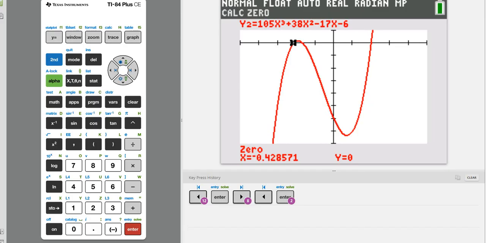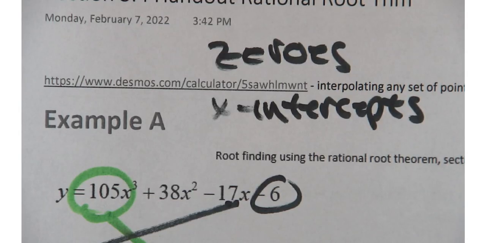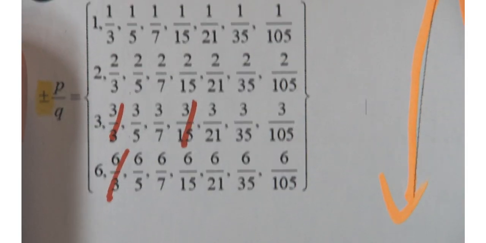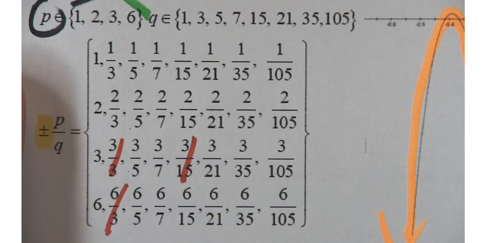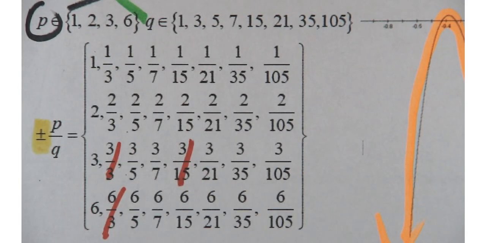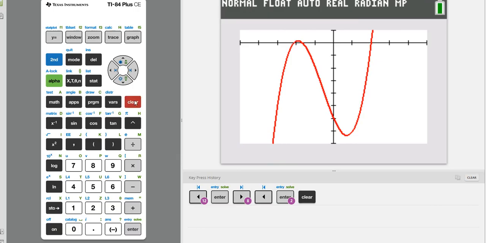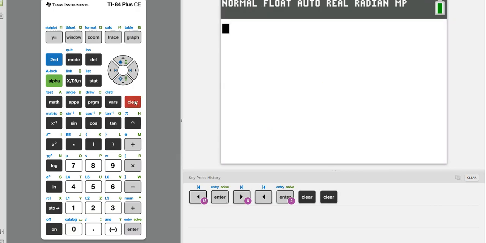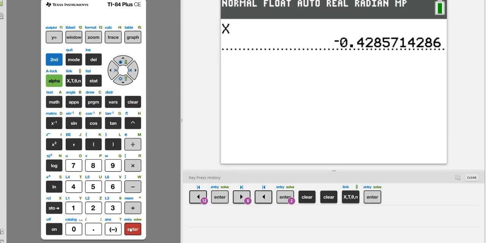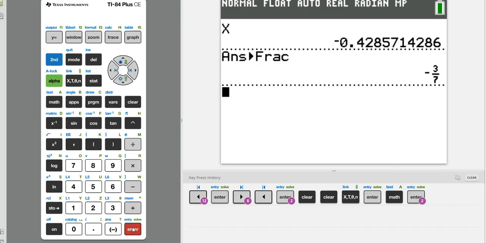Now, let's look back at our handout. Negative 0.4285 something doesn't exactly look familiar, but if you played with a few decimal values, you might see that it looks pretty close to this value here. Let me see if there's a way I can help you find that. Let me clear this out. That value that we just came up with is stored in X. And if you press the math key, this might work. I don't know. There's no guarantees. There you go. It gives it to you. It's negative 3/7. So that's one of our roots.